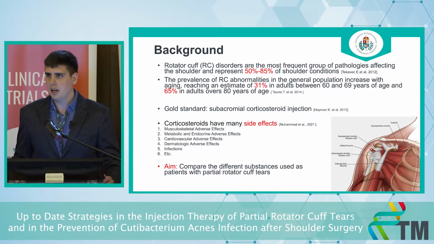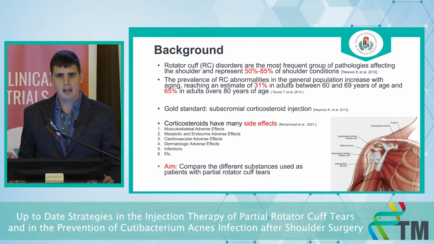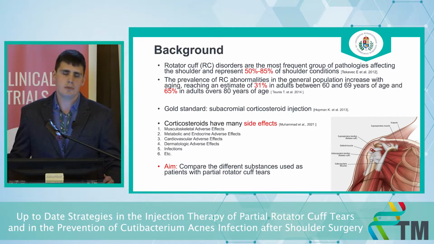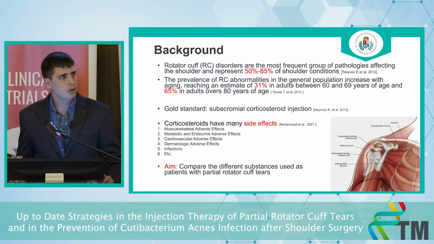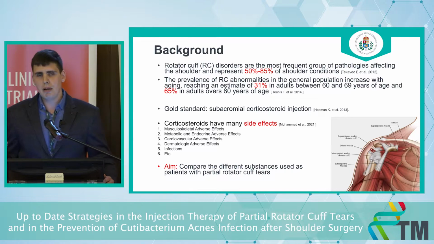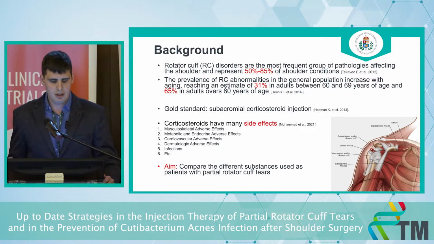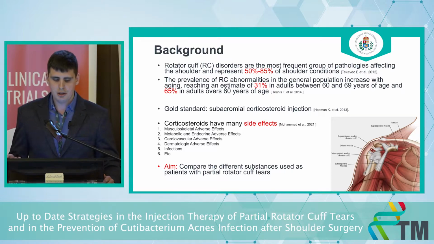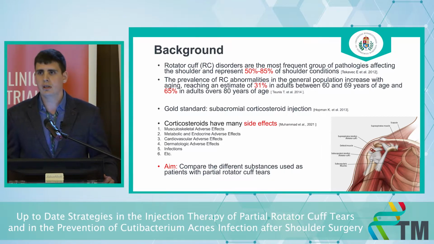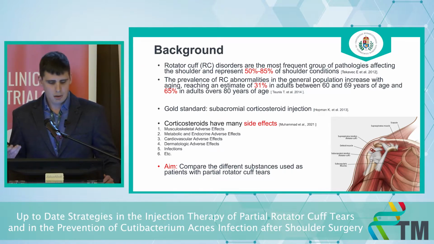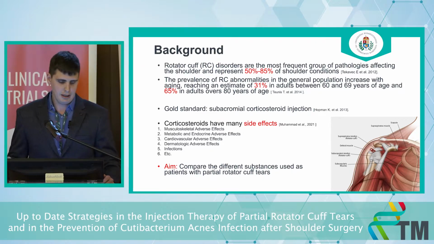Rotator cuff disorders are the most frequent disorders of the shoulder. The prevalence of cuff disorders increases with aging, and if the patient has symptoms, pain and inflammation in the shoulder, it's necessary to reduce the pain and the inflammation. At this point, we usually use our gold standard medication, the subacromial corticosteroid injection. All of you know that corticosteroids have many side effects, like musculoskeletal, metabolic, cardiovascular, and so on.